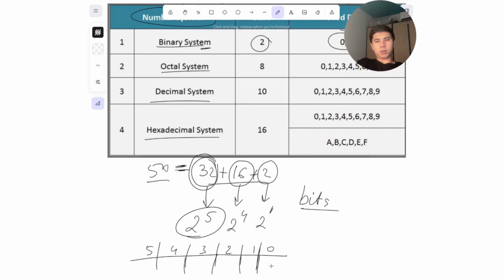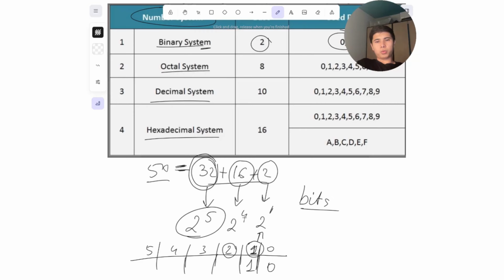Here we can write down 0 if it does not represent and does not participate. If it participates, we can write 1. Does 2 to the power of 1 also represent or not? Yes, the answer is yes. That's why we can write down 1 here.